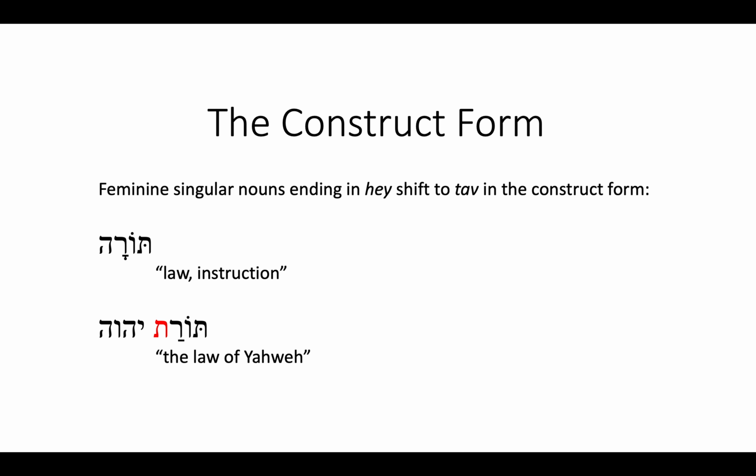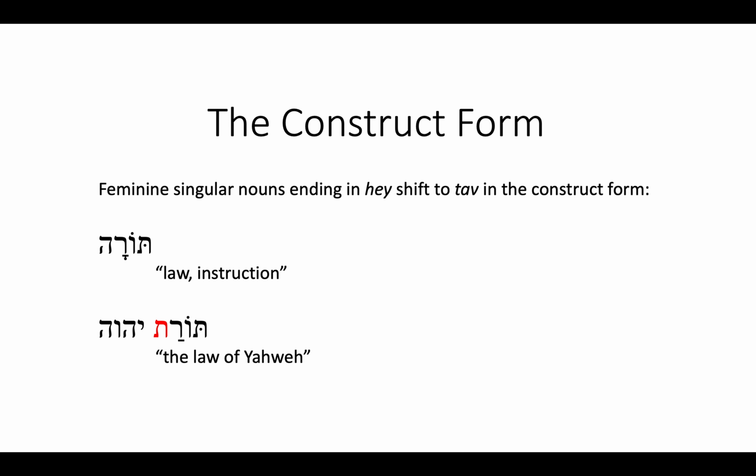But let's look at what happens when the word is in construct. So here we have the Torat Yahweh, so the law of Yahweh. The hey at the end becomes a tav. So this is one of the ways that you're able to mark the fact that this is the law of Yahweh and it's not just law Yahweh or something.